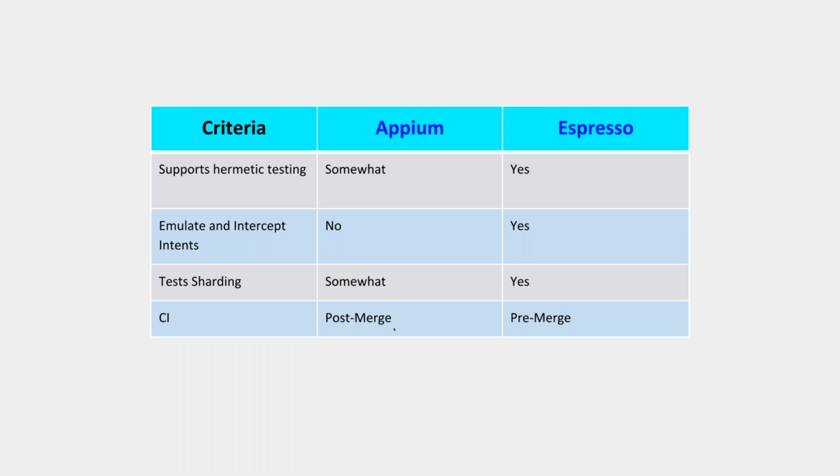Test sharding. Appium uses Selenium Grid technology for test sharding, which is more like a networking solution.